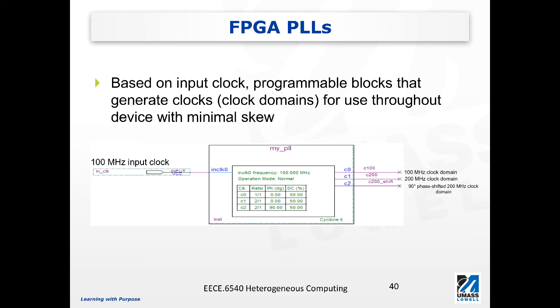On top of that, we can even change the phase, so we can generate a 200 MHz clock with 90 phase shift compared to the original input clock signal.